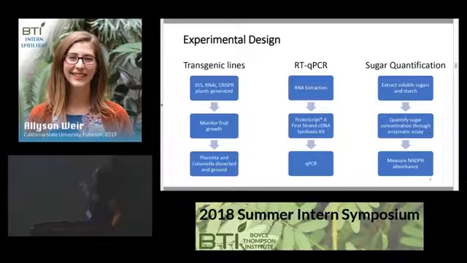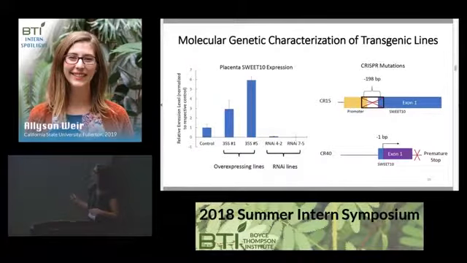So I was looking specifically at starch and soluble sugars such as sucrose, glucose, and fructose. These sugars were quantified using an enzymatic assay. First, the molecular characterization of my transgenic lines shows that our overexpressed lines, the 35S, have a higher relative gene expression compared to the control, which is expected.